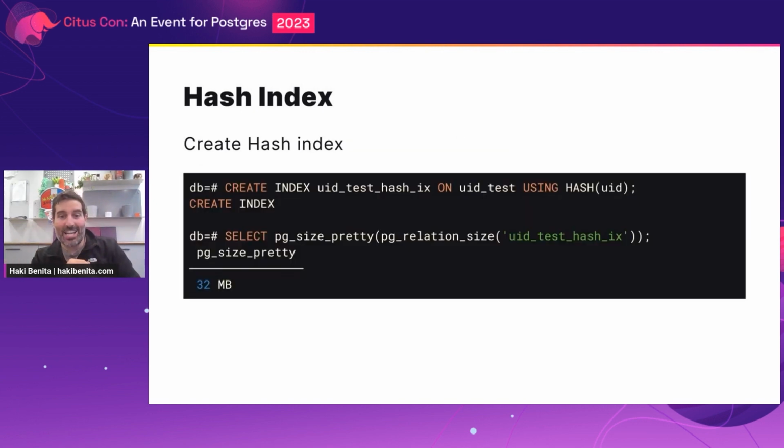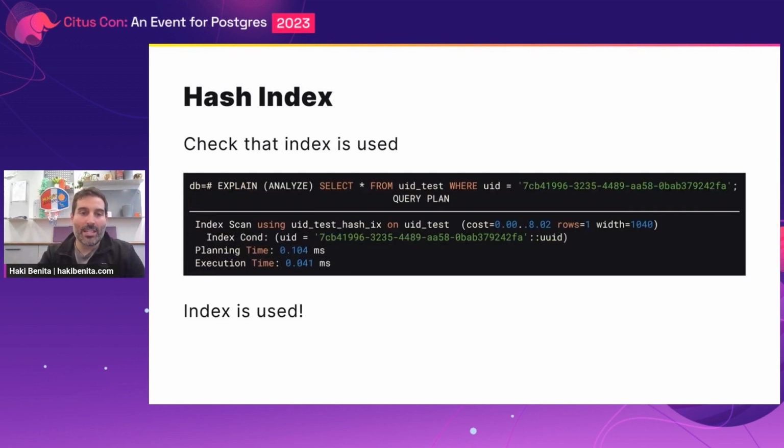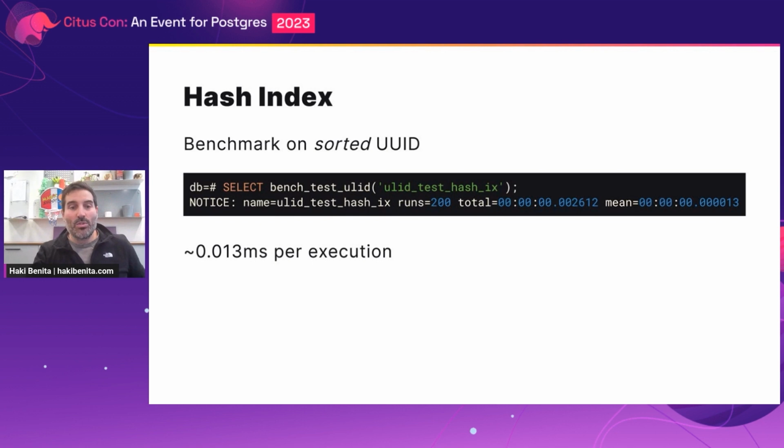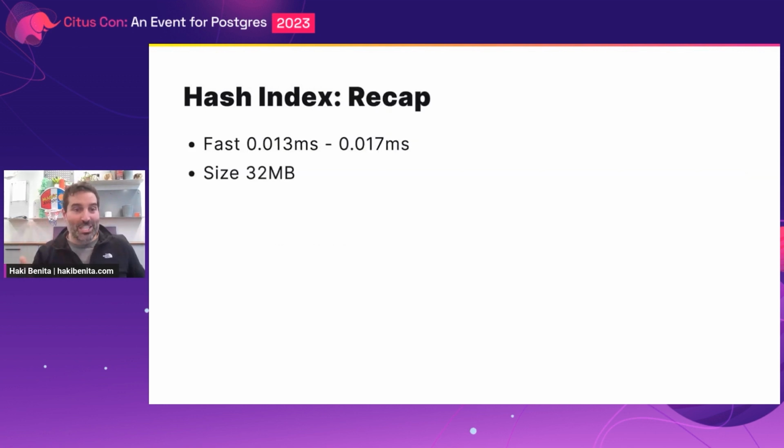To create a hash index, we need to notice that after the USING here, we provide the method. In this case, we say that we want to use a hash index on the UUID column. The size of the index is 32 megabytes. And if we execute the query, we can see that Postgres decided to use the hash index that we just created, okay? If we execute the benchmark on the random UUID, we can see that it's very, very fast. We do the same for the sorted UUIDs, roughly the same timing, very, very fast. So fast and just slightly bigger than the B-tree index.